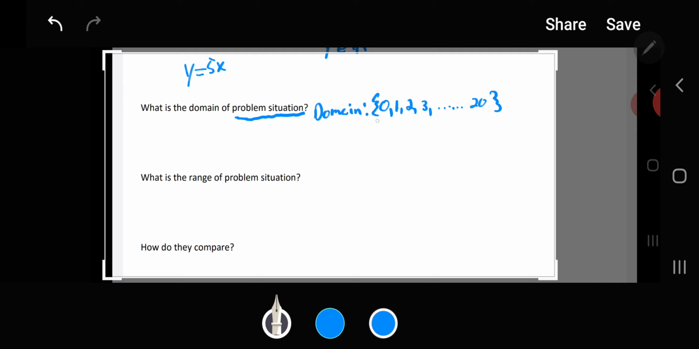And notice how these are integers because I can't get half a problem correct because they said no partial credit. I can't get a third of the problem correct. So I either get 0, 1, 2, 3, etc.